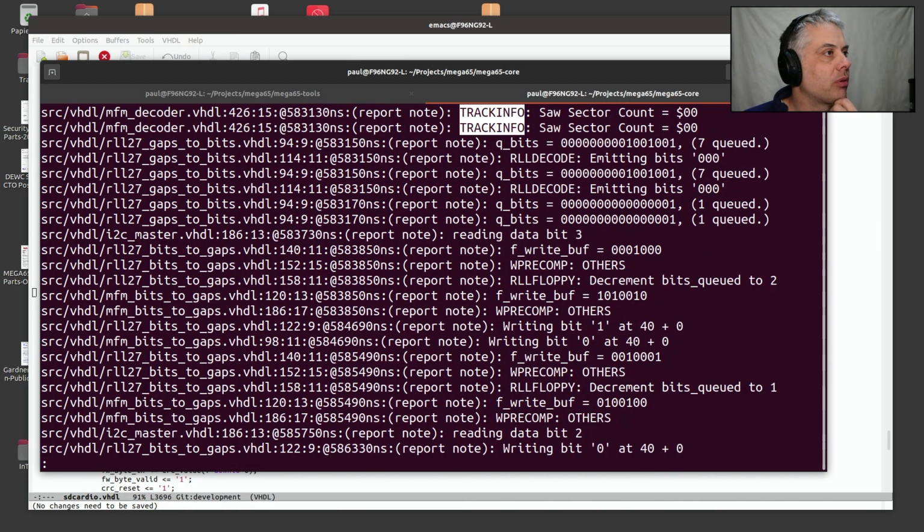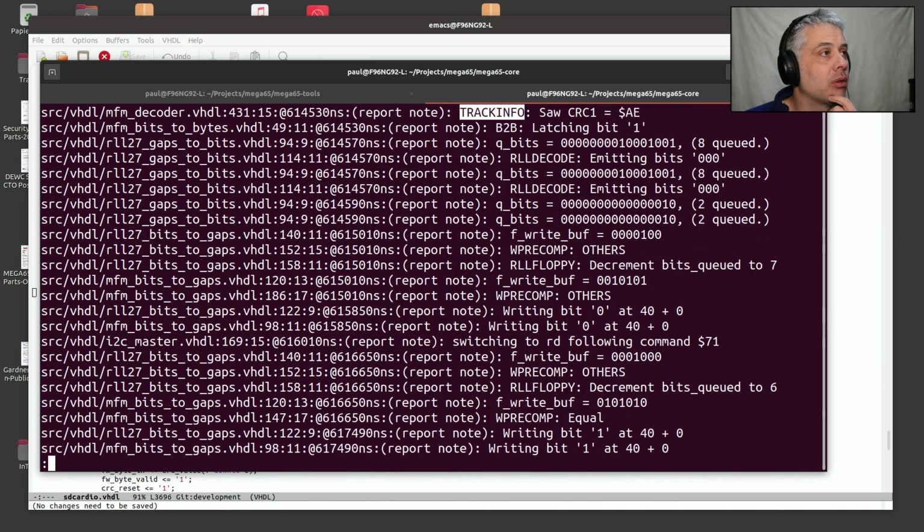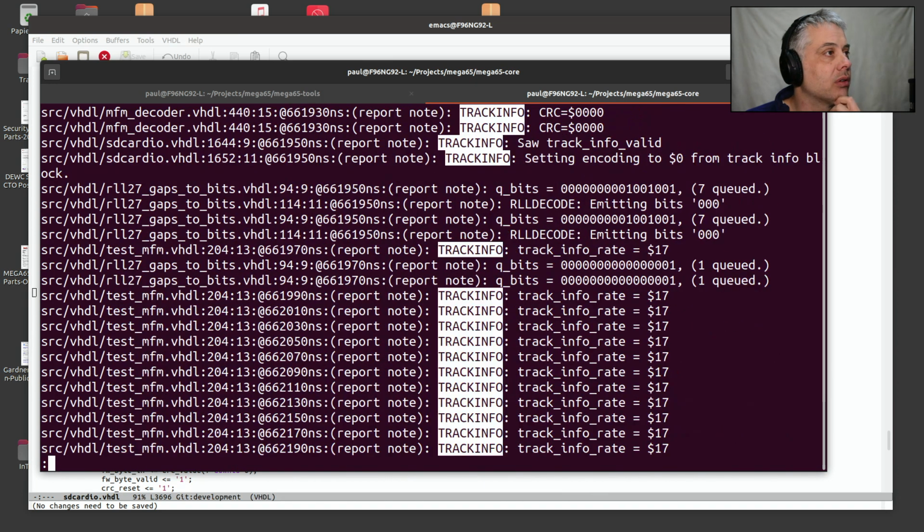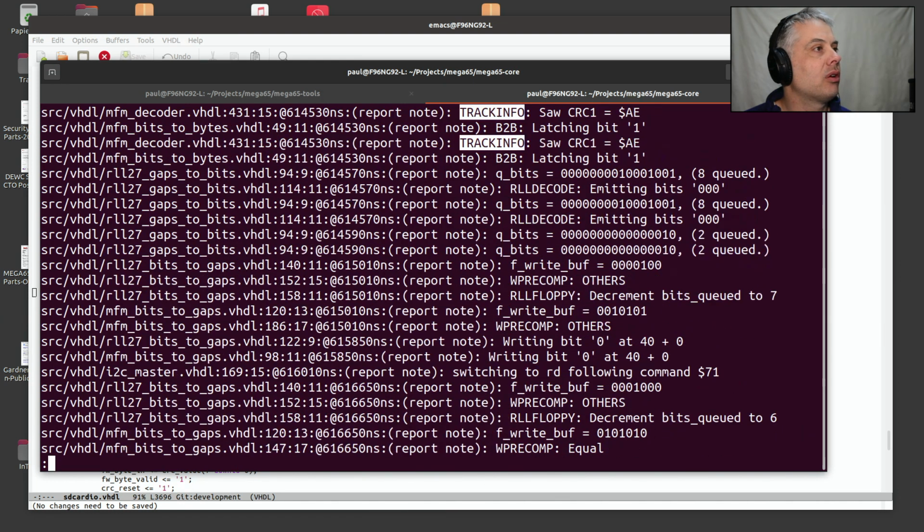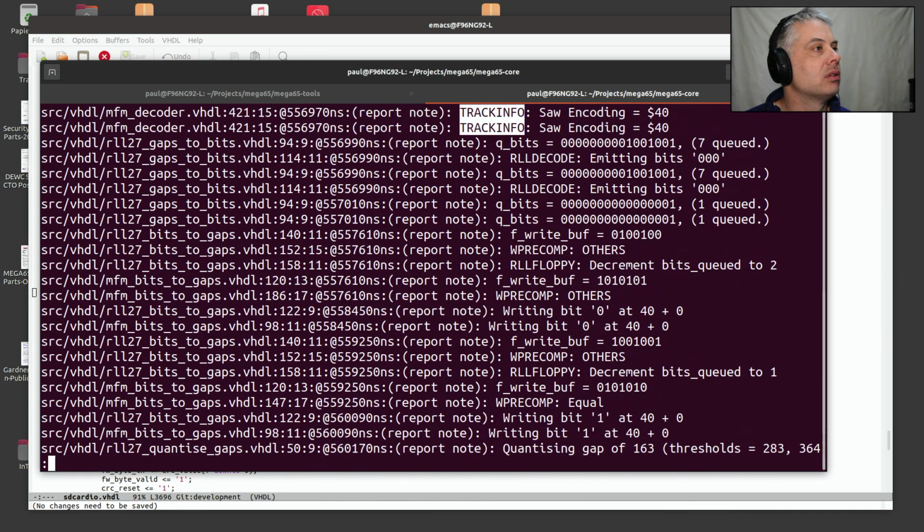Encoding is 40, saw sector count of 0. Maybe those writes I'm doing aren't working. Okay, so saw track, set encoding to 0 from track. Except, did we set the encoding to that? Apparently we have. So an encoding of 40.